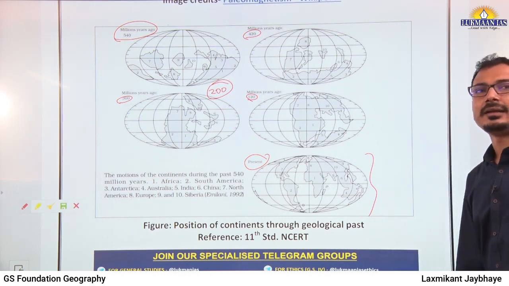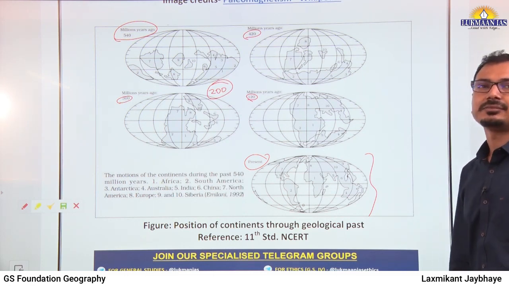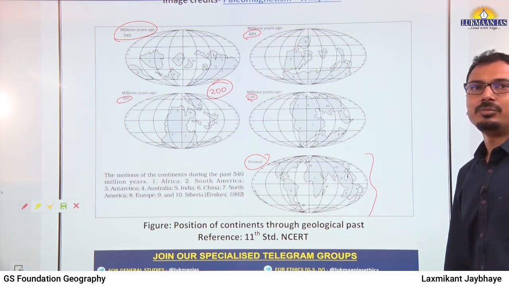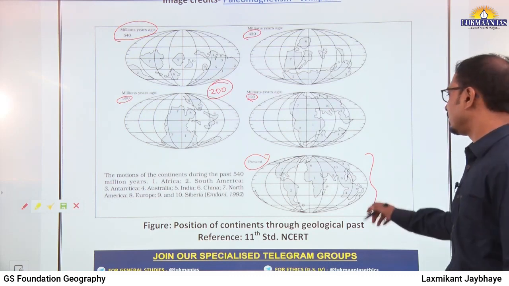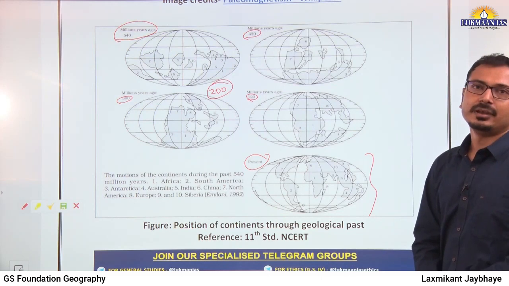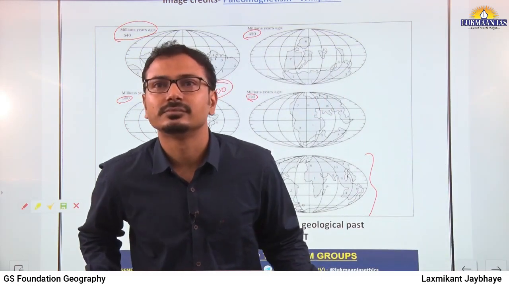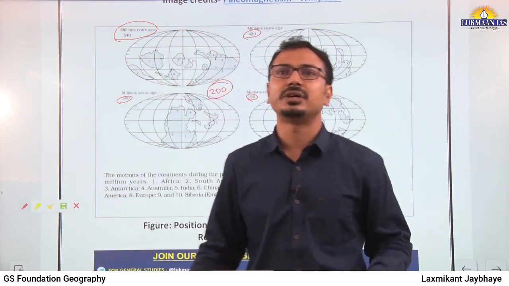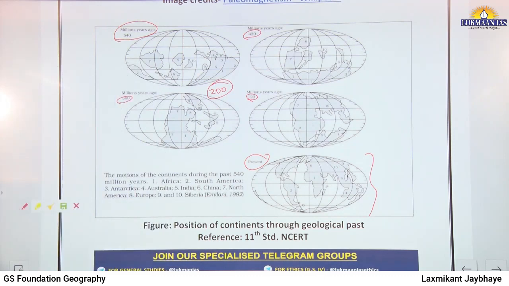That means the land masses have been wandering throughout the geological past in different directions. Okay, they have been wandering in different directions, and the present location is what we are seeing today. In future, yes, in future it may join again, or we do not know what will happen.